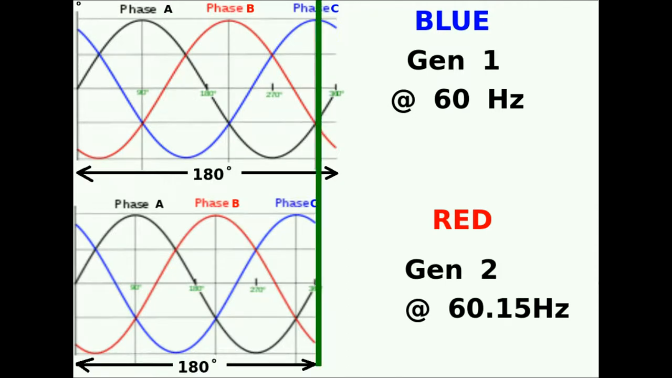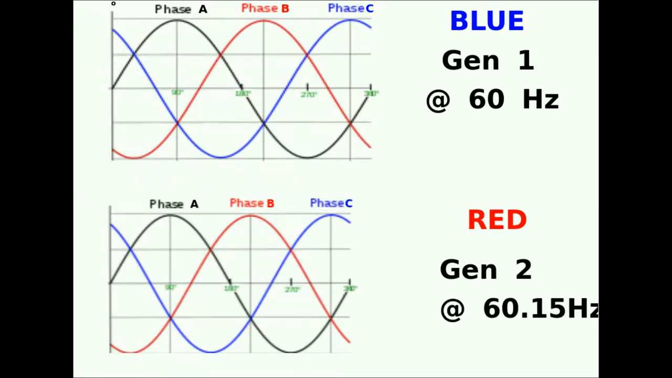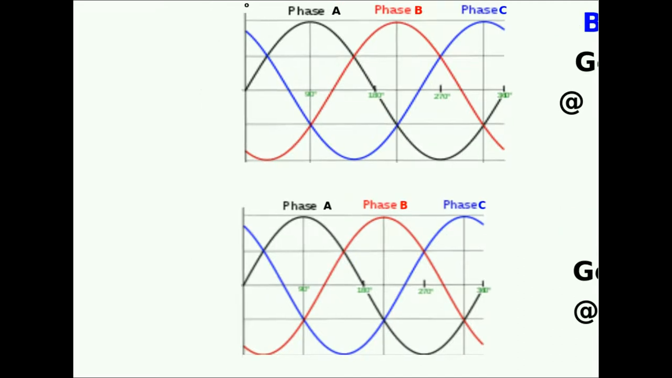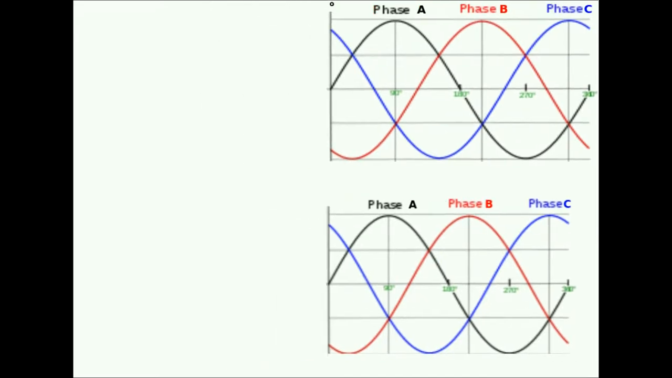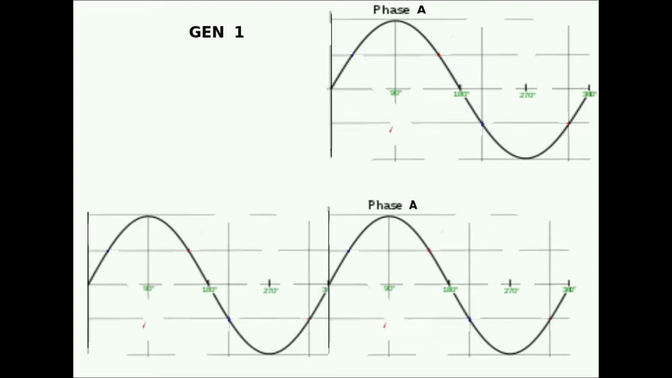However, these two different frequencies will have the same point of origin for a very short period of time. And that is what is meant when they say that they are in phase. To make this idea more clear, I will remove phases B and C and I will shift everything to the right as you see. Now that I added an extra cycle to the bottom signal, I will show you how it flows in relationship to the top signal.